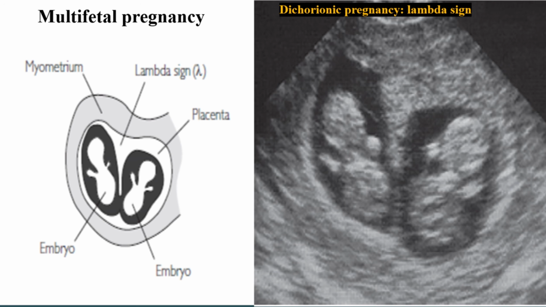And we will also indicate on the report whether the pregnancy is monochorionic monoamniotic or monochorionic diamniotic or dichorionic diamniotic. So we also have to note the relative position of the fetuses.